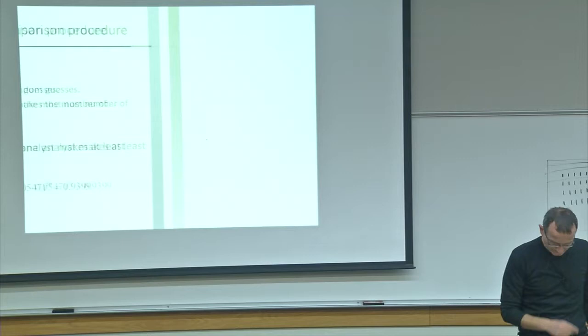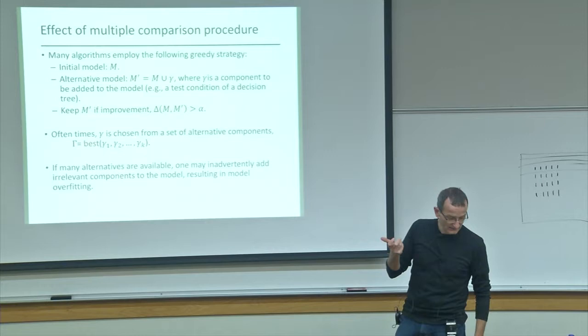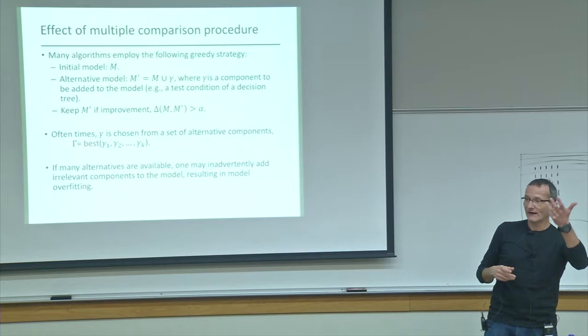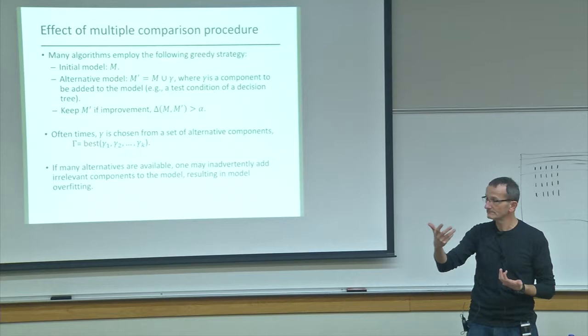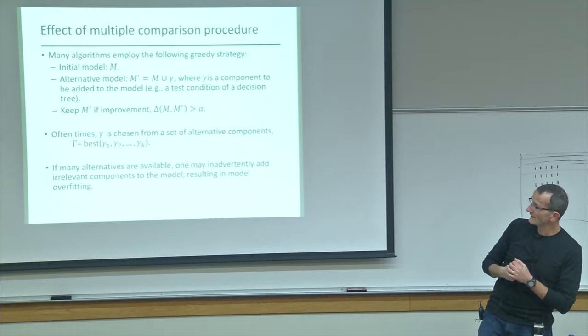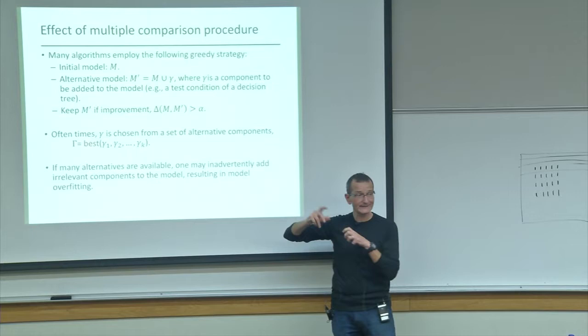So why is that important? Many algorithms employ the following kind of greedy strategy. You have an initial model, then you alternate between a new model and prime, that is the old model plus something else. So you expand your tree, where the something else, gamma, is a component that is added by comparing a bunch of different ways of adding a component and then selecting the best.